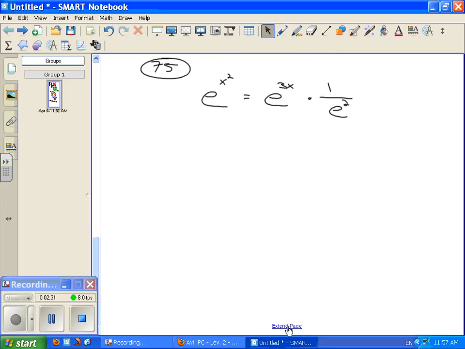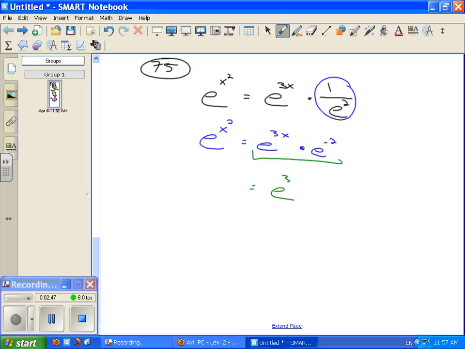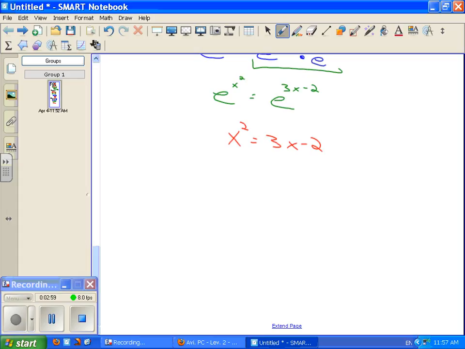First thing that I would do on this one is change that one. So, e to the negative 2x. So e to the x squared equals e to the 3x times e to the negative 2. Now you can add those. When I put these two together, e to the 3x, we get to add their exponents. Now, because I have the same base, I don't really need the bases anymore, so it's just going to be x squared equals 3x minus 2. Get everything onto one side, and then factor. What makes this one 0? What makes this one 0?